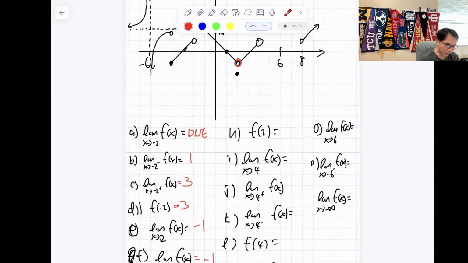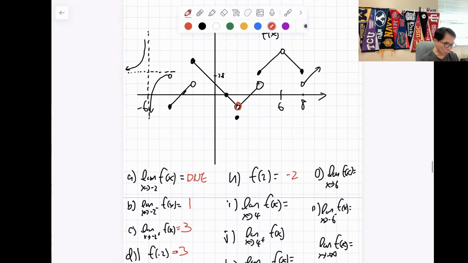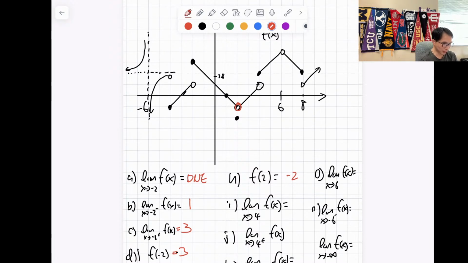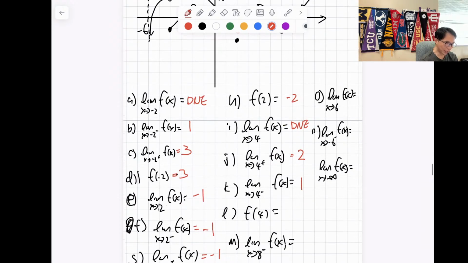Okay. What happened to f(2)? -2. Good job. That's -2. What happened when the limit as x approached 4? That's nice. It is correct because why? Because two different values. 4 from the positive side is what? 2. And this is a 1, right? So therefore it does not exist.